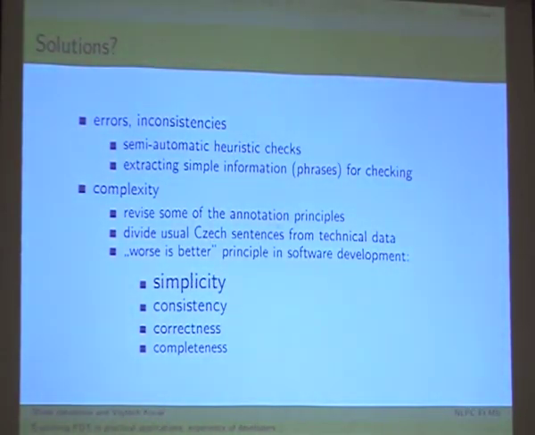So it is possible, for example, to use grep or some automatic tools to extract numerals and units, and then you look at the sentences and decide if it's wrong or correct. Also, what can be done is extracting some simpler information that is easier to read for humans, and let the humans decide if it is correct or not.